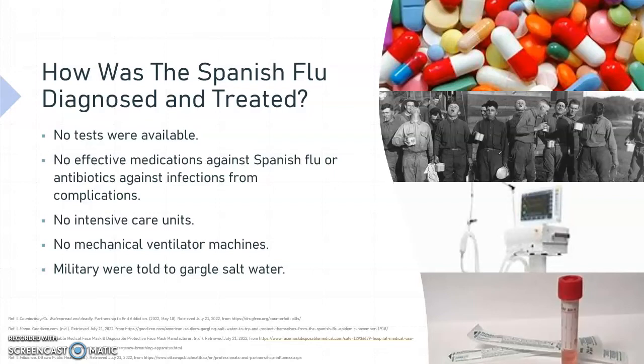The primary precautions put on by states and the government was to ban public gatherings, shutting down schools, churches, and movie theaters. Their thoughts on a best plan of action to help prevent more spreading was a partial lockdown. Military personnel were told to gargle salt water since the virus was thought to be spread by throat and nasal mucus.